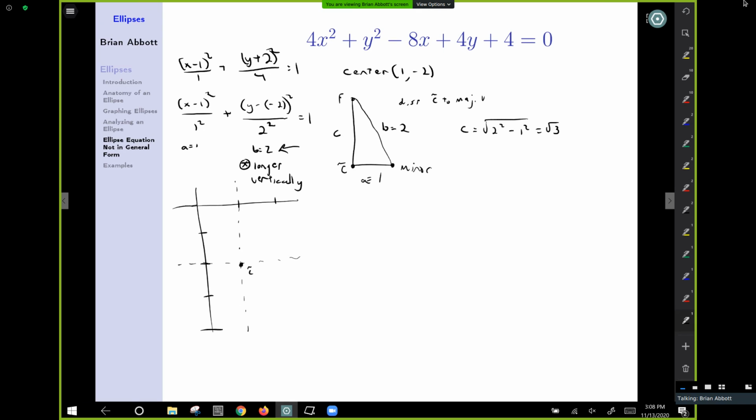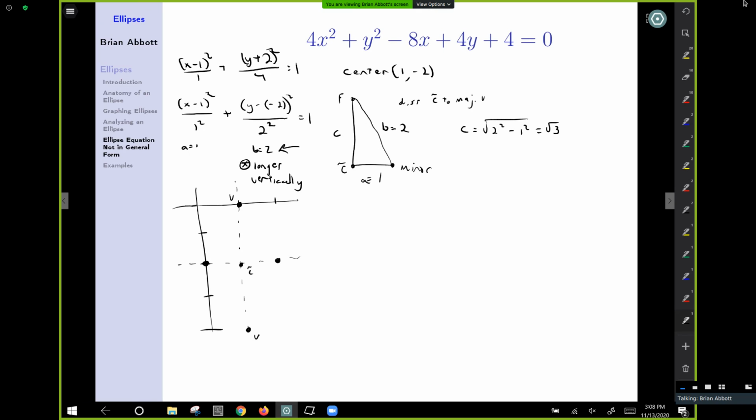Okay, from my triangle, I can see that the distance from the center to the minor axis is just 1. A is equal to 1. So I'll go 1 to the left and 1 to the right, respectively at 0, negative 2, and 2, negative 2. And now, what do I know? I know that my B value, the distance in the vertical direction to the major vertices, is 2 up. So I'll go 2 up and land on the axis, and 2 down and land at the y value of negative 4 on my major vertex.